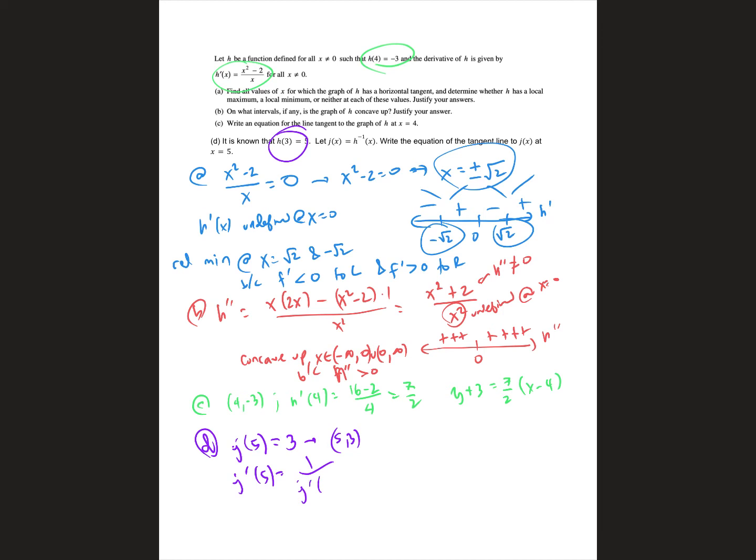Oh, sorry. And since that's true, it's the derivative of the inverse of h. So it's going to be 1 over h prime of h inverse of 5. H inverse of 5 was 3. And then h prime of 3, you plug 3 in up here, and you get 9 minus 2 over 3, which is 7/3. And so the equation of my line is that.